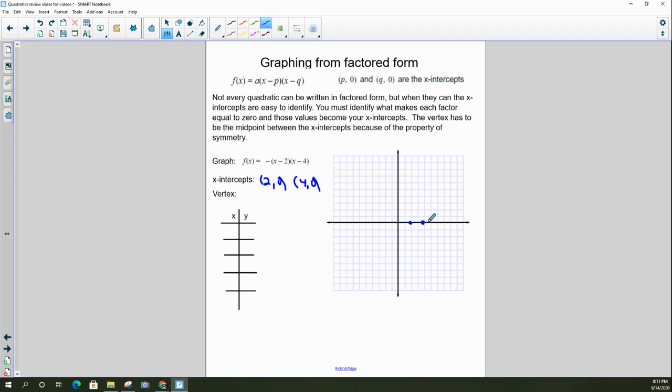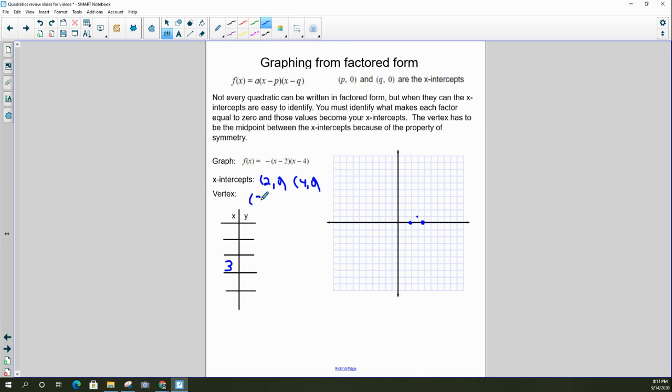Well, this one's pretty obvious here. What's halfway between 2 and 4? That's 3. So my vertex is going to be at 3 something. We could back into it using our pattern of 1, 3, 5. Since that's only 1 away, we know it's just going to be up 1. But we could also plug in 3 here and find out our vertex.